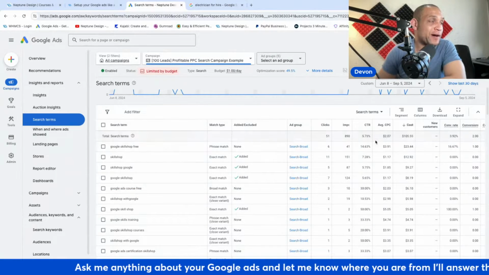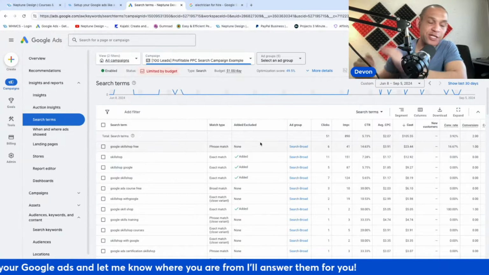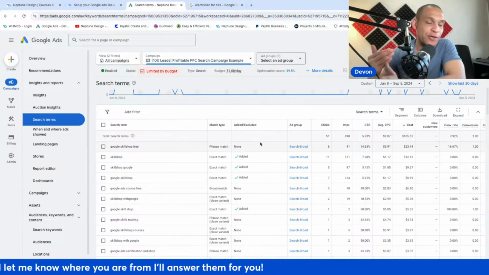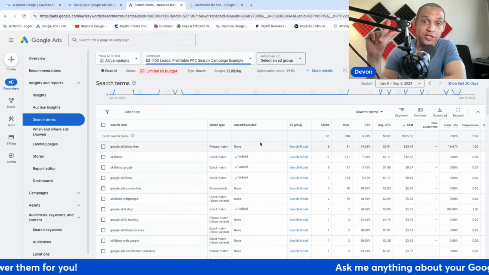And I'm going to look over here. Now, just by doing those two things, I'm already seeing: am I showing up in front of the right person? Am I not showing up in front of the right person? Okay, so that's step one, click-through rate. Step two, search terms report.